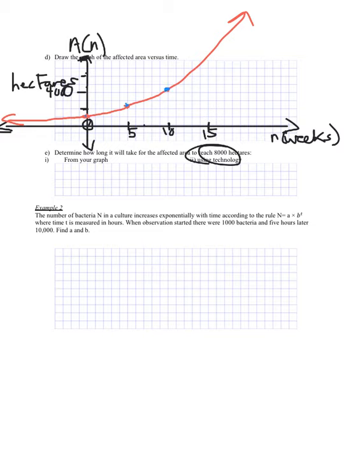Then determine how long it would take for the affected area to reach 8,000 hectares from our graph. So we're going to go up to our graph and go, well, there's 8,000 there. I'm going to read across from there and read down from there. As you can see, I'm not doing that very accurately, but it's about 14 weeks, approximately 14 weeks.